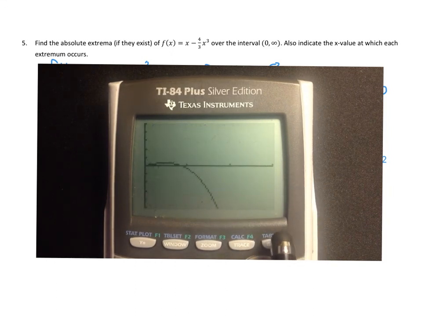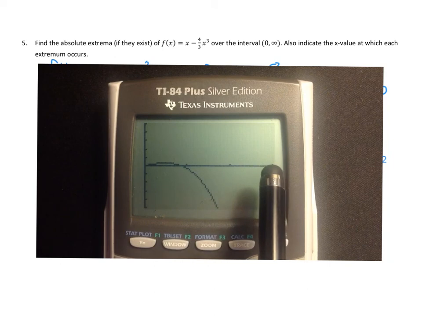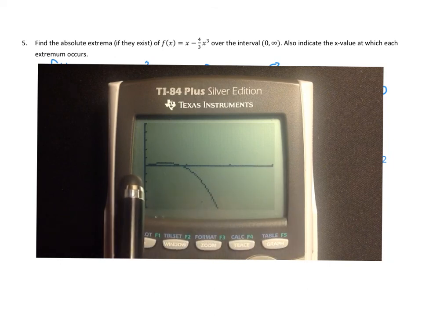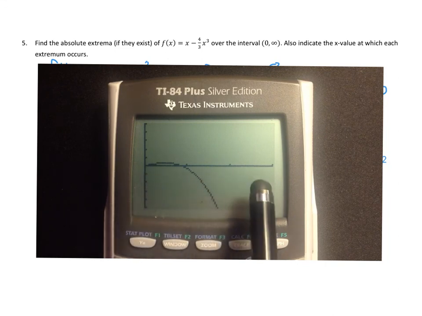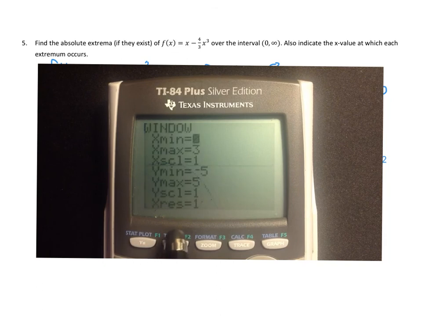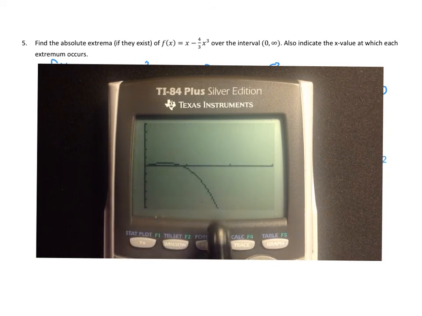Next, when I hit graph, here's the graph of our function, and right now I have my viewing window set from 0 to 3. Now we're looking at over the interval 0 to infinity. But since our absolute maximum was really small and it occurred at x equal 1/2, I've zoomed in along the x-axis. So I've set the window to be 0 to 3 along the x-axis. And then for our y min and y max, I've got that set at negative 5 to 5. So going back to our graph, there is our function.